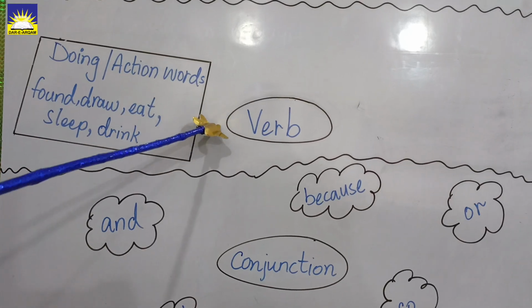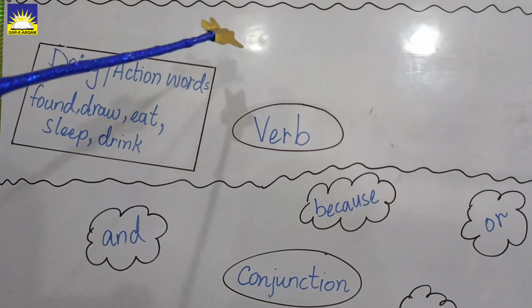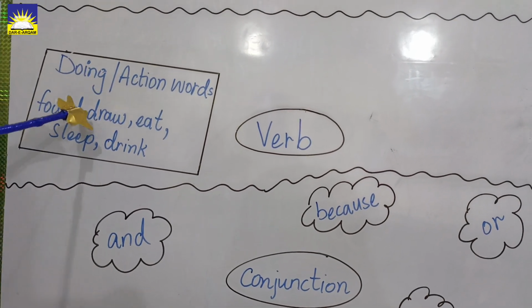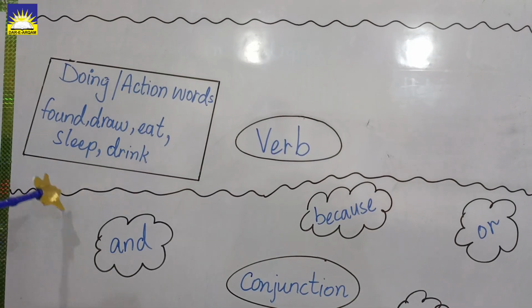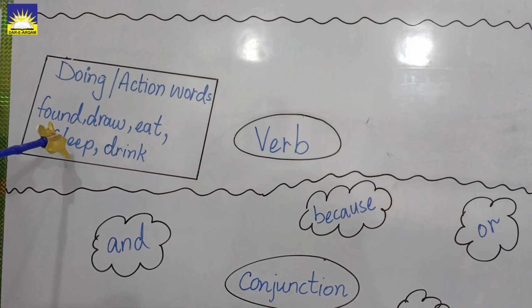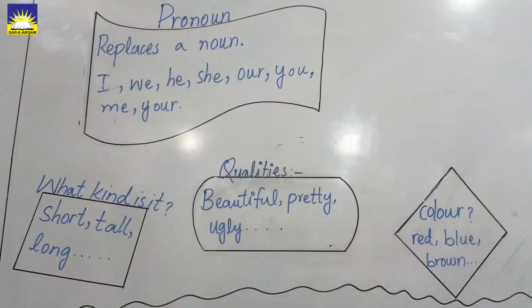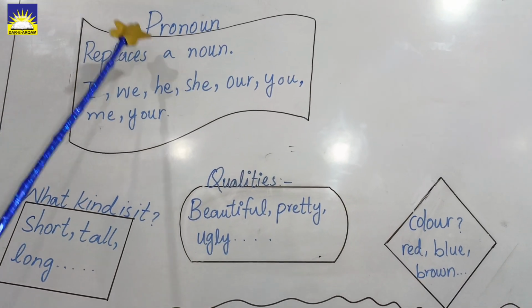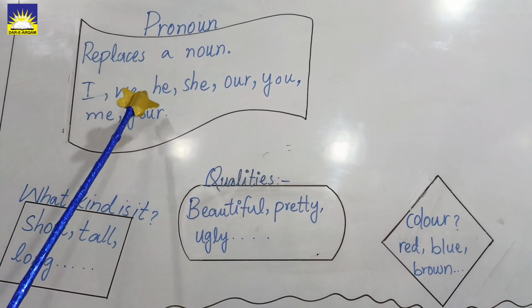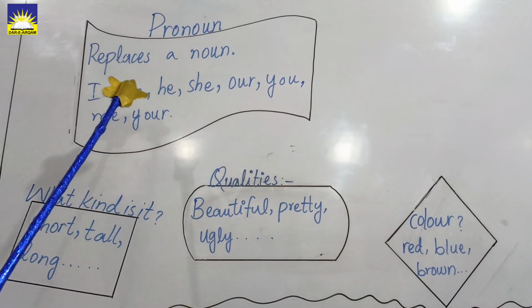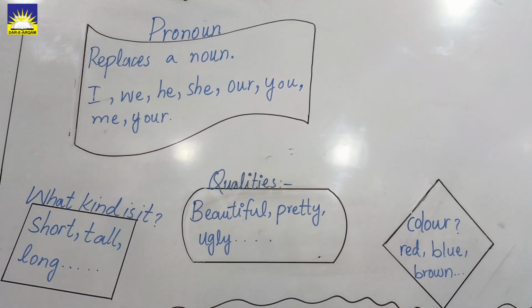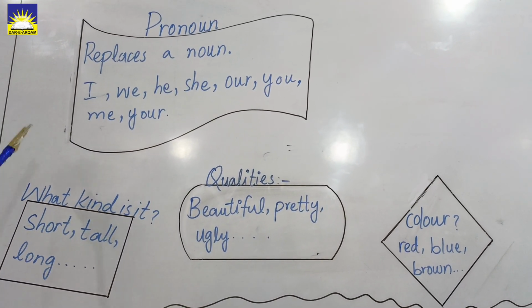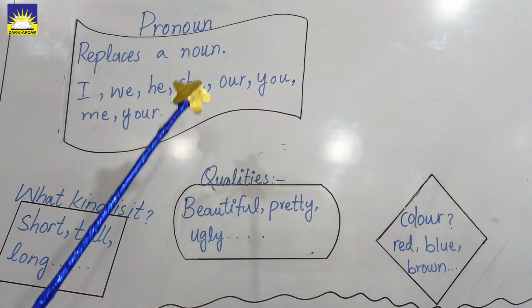Dear student, our next part of speech is verb. Verbs are action words. Here you can see draw, eat, sleep, drink. He jumps, he is eating an apple, he is sleeping, he is drinking. That's it. What are pronouns? It replaces a noun. It is used in place of a noun like I, we, he, she, you, me, your, etc. You can see an example in form of a sentence. Amir is a good boy. He gets up early in the morning.